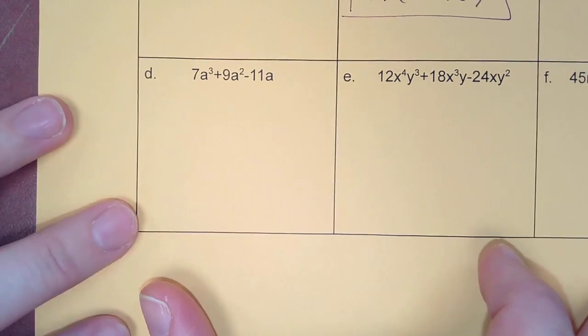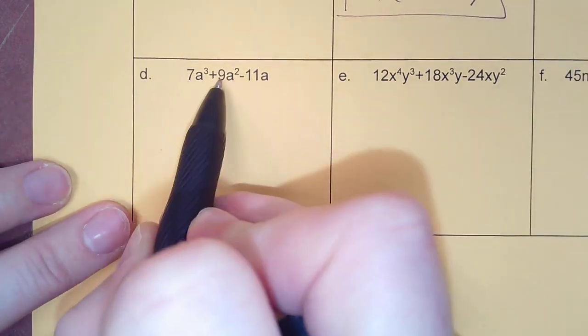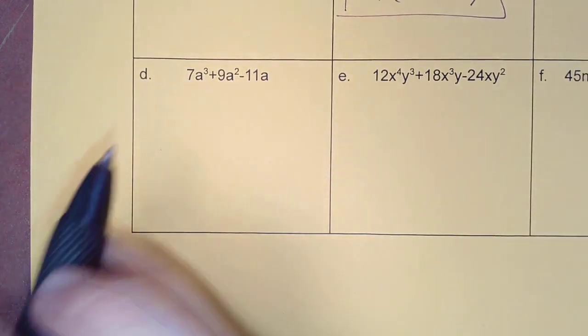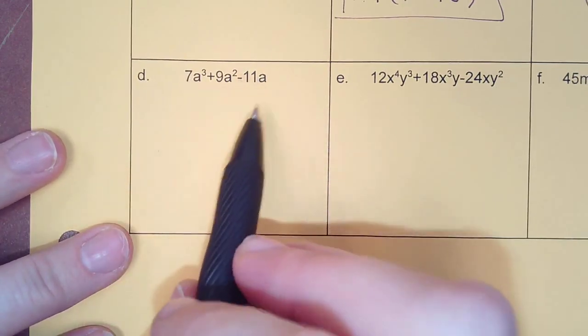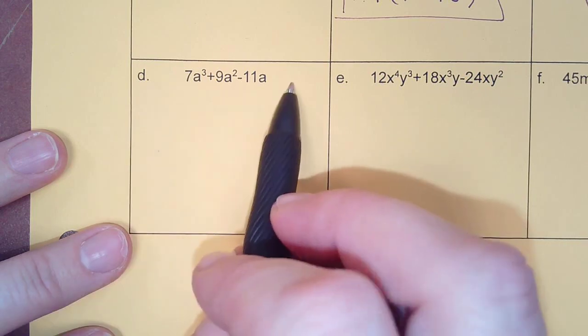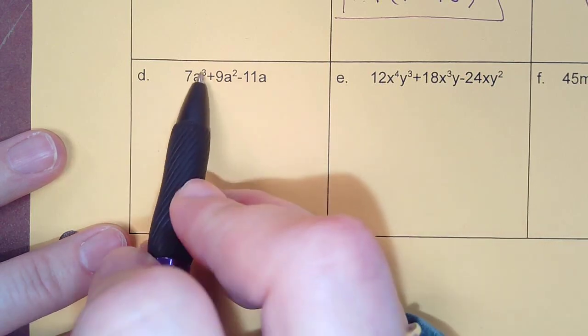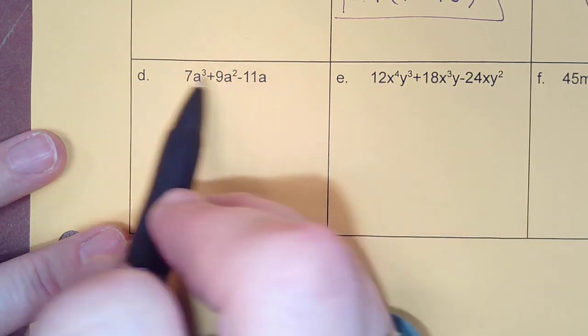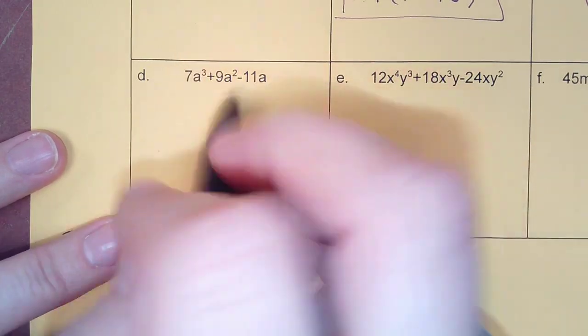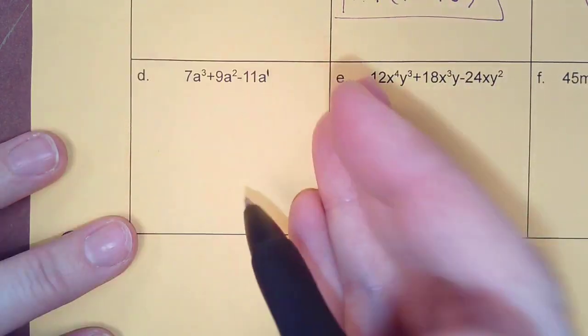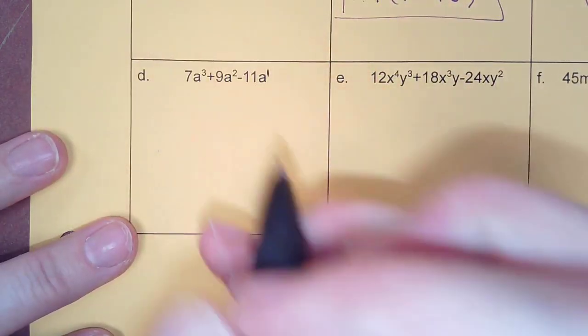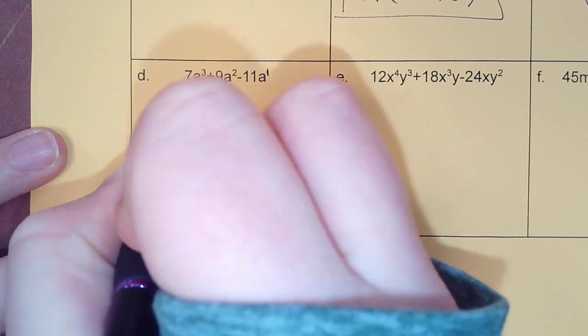D. 7, 9, and 11. Well, I know that 7 is prime, so is 11. So I cannot divide out any whole numbers. So let's look at variables. A cubed, a squared, and a. So they all have at least one a. So I'm really looking for the lowest power. So this one has a power of 1. So the most I can take from each one of those is 1, because that one only has 1 to give. So I'm going to divide by a.